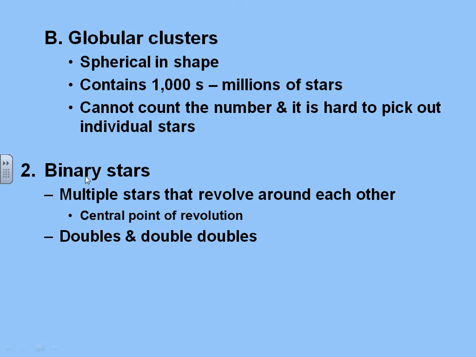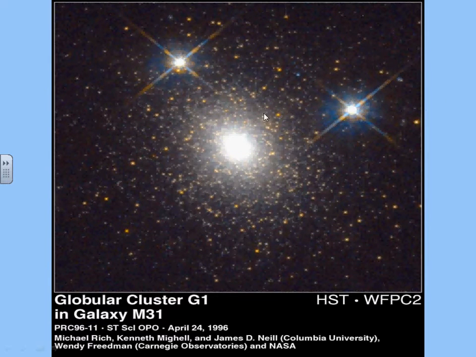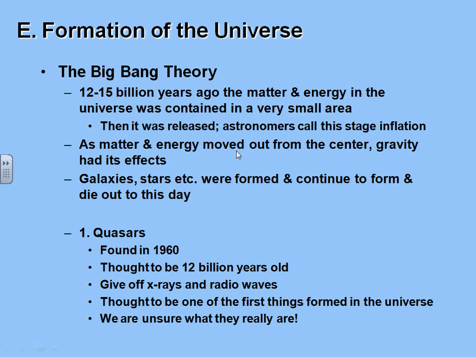Binary stars, I think, are really cool because basically what they are, stars that are revolving around each other, and you can get multiples. You can get a double, you can get a binary star, you can get a double binary star, which is 4 stars revolving around, or you can get double doubles. You can get many. Here's a globular cluster of stars. Can't really count the number of stars in there, so you don't really know how many are there.